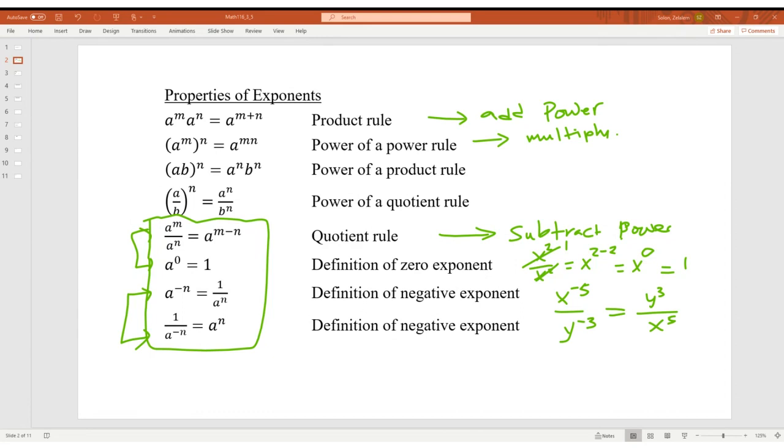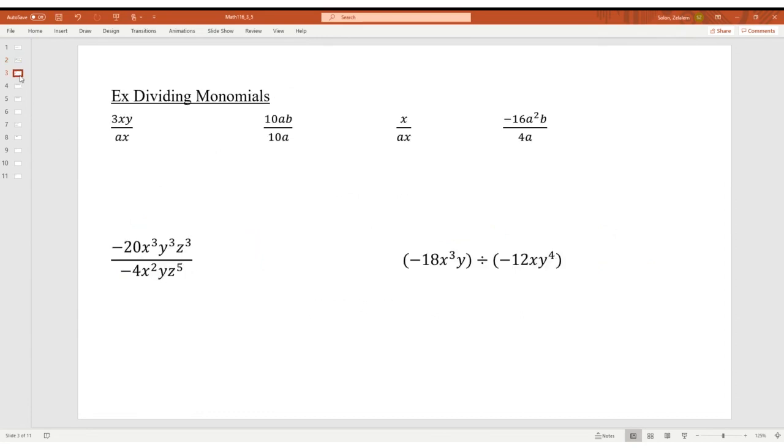So I have 5 or 6 examples. I'll do the first two and I'll give you time to work on the next 2 problems. Then we'll do one each on the last 2 problems.